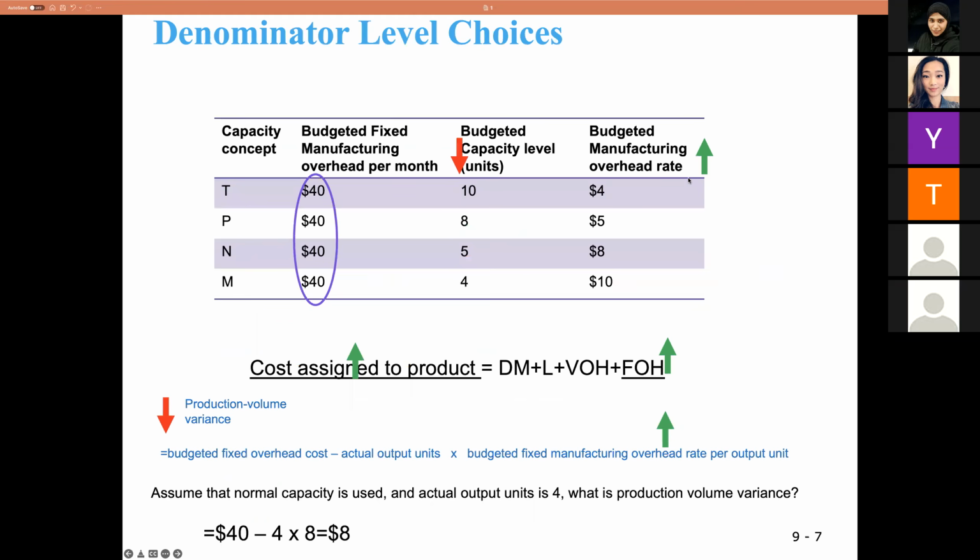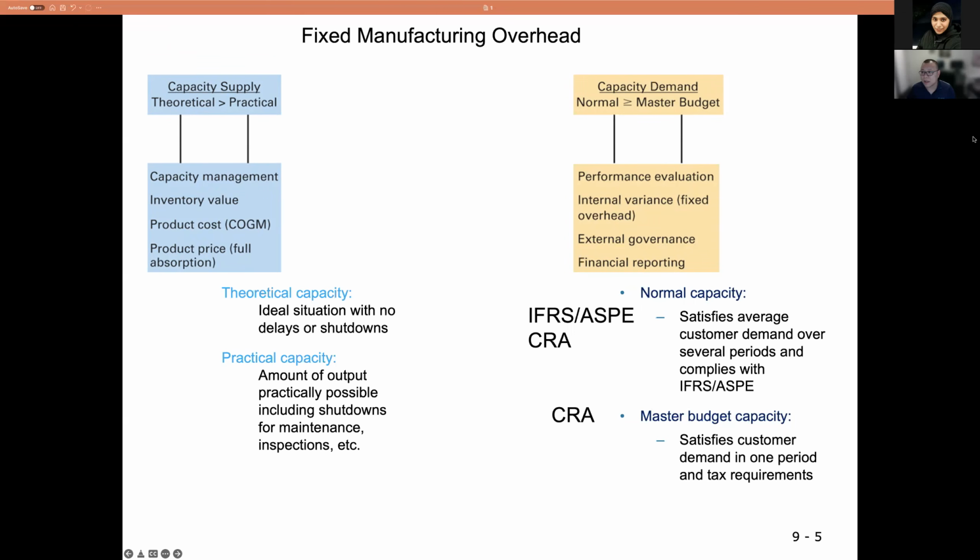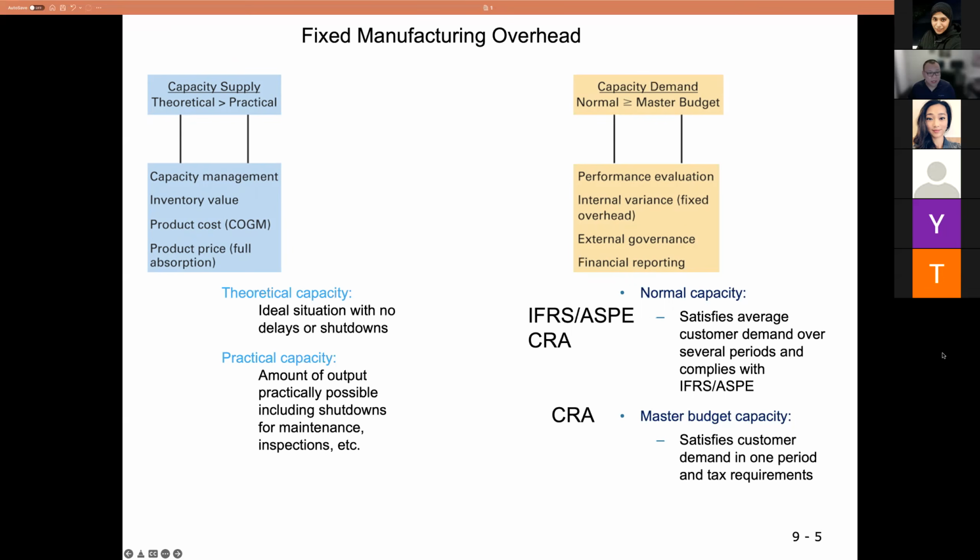Okay, so practically, it's just not possible to keep the machines running all the time, right? And maybe your chef needs time to take a break. Those would be practical capacities, but practical capacities will be lower than the theoretical capacities.